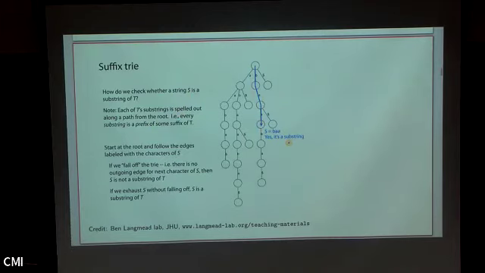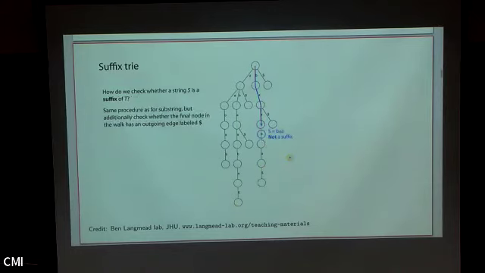Is your string BAB there? B is there, A is there, but there is no path B going out of it, so it is not there. So it's not a substring. That's basically how you use it. And the full string itself, ABA, is a substring. BAABB is not a substring because you follow, and so on.